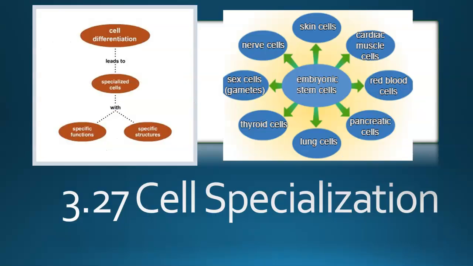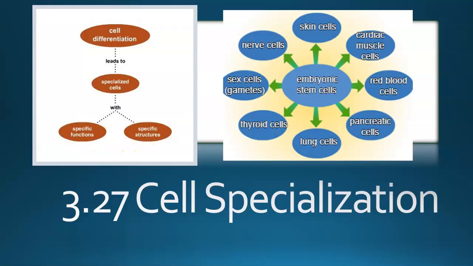Lesson 327 covers cell specialization. What happens after that differentiation happens? So cell differentiation leads to cells that are specialized. They have specific jobs with specific functions and specific structures.